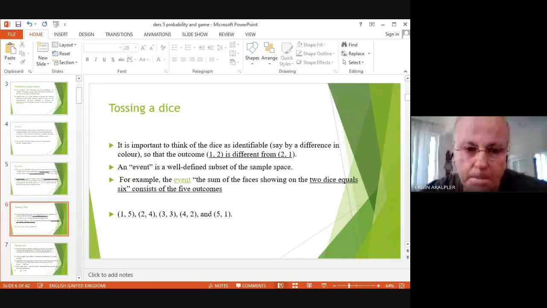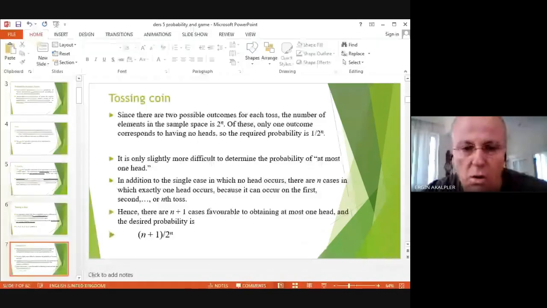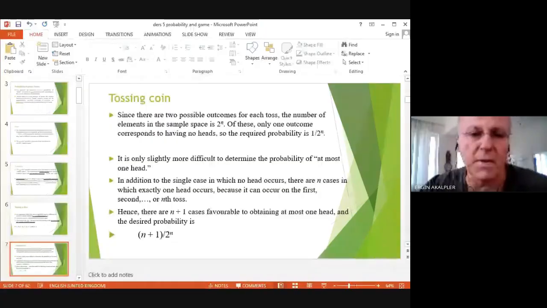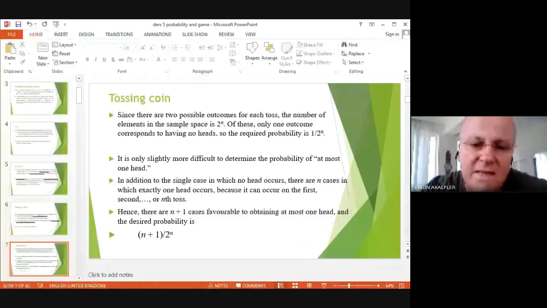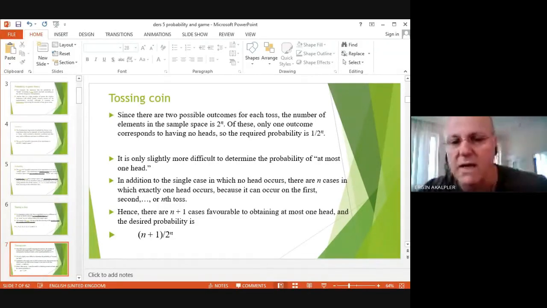Tossing a coin is a simpler and more reliable example for you to understand probability in game theory. Since there are two possible outcomes, there is a 50% chance on each toss to get either head or tail, isn't it? The number of elements in this sample space is 2 to the n, and as much as you are increasing the tosses, this is, of course, enlarging and increasing.